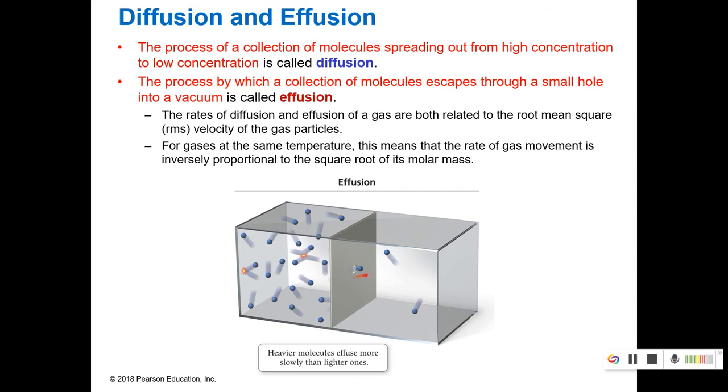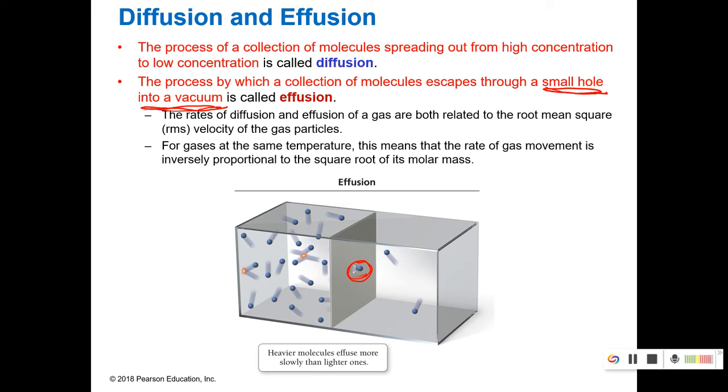What I need you to know for this slide, again, this one has calculations as well, but we're not going to have calculations yet. I just need you to know the difference between diffusion and effusion. Diffusion is the process of a collection of molecules spreading from high concentration to low concentration. So this is like osmosis. Lots of you know about osmosis. It's always from high to low concentration. That's a normal diffusion. Effusion is something different. That's when they travel through a small hole into a vacuum, which means there was nothing on the other side. So here we've got the small hole, and some of them are coming through the hole.